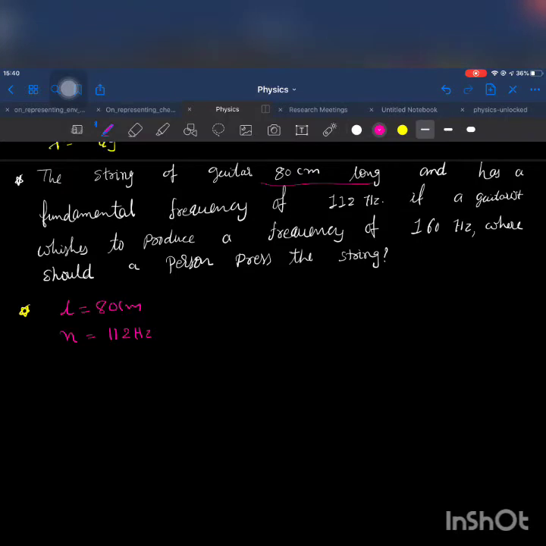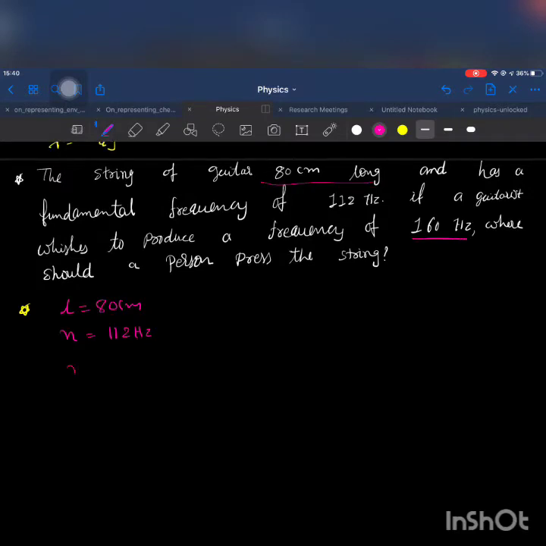Now, if a guitarist wishes to produce a frequency of 160 hertz, what he wants to produce is n1, let's suppose, 160 hertz. Okay, then where should a person press the string? So actually it's a very nice question.